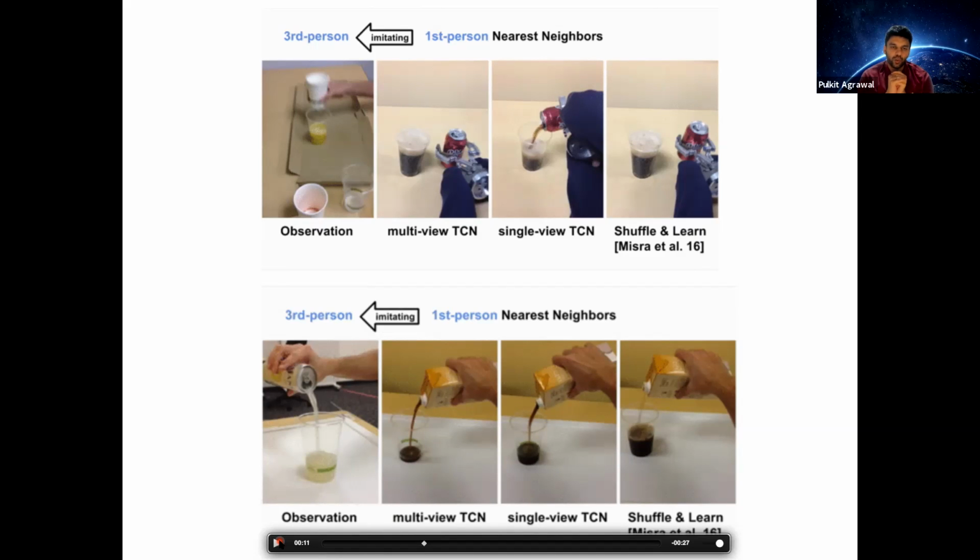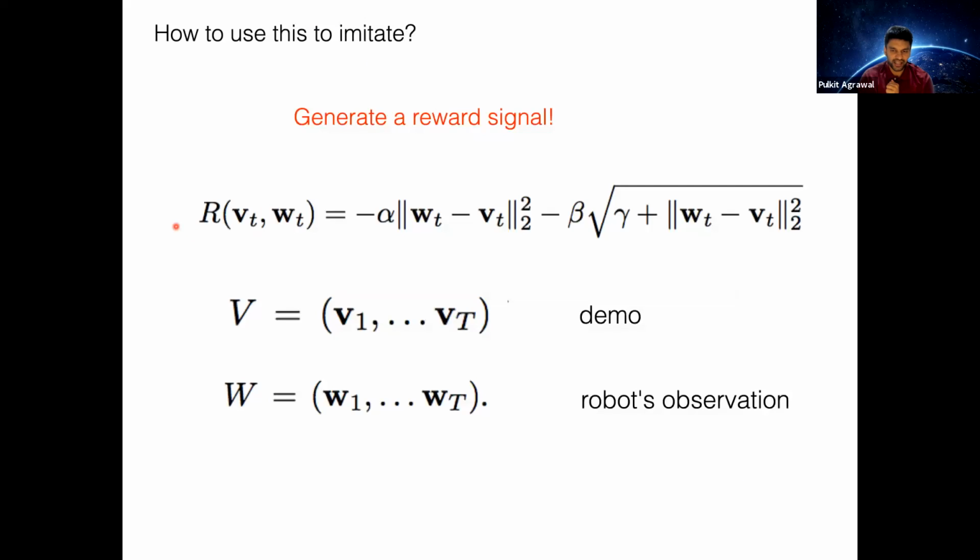So, one strategy is that we could go and define a reward function, right? How we're going to define the reward function is to say there is a demo, and I have feature representation V1 to VT of the frames that were in the demo, right? And where is this feature representation coming from? It is coming from the time contrastive network that we just learned. And then we have the feature representation of T frames coming from the robot's viewpoint.